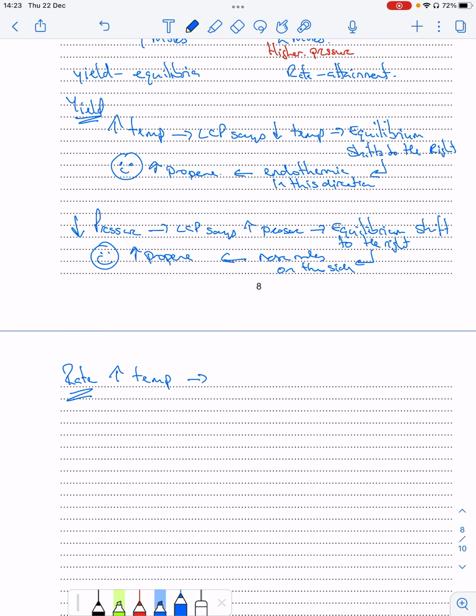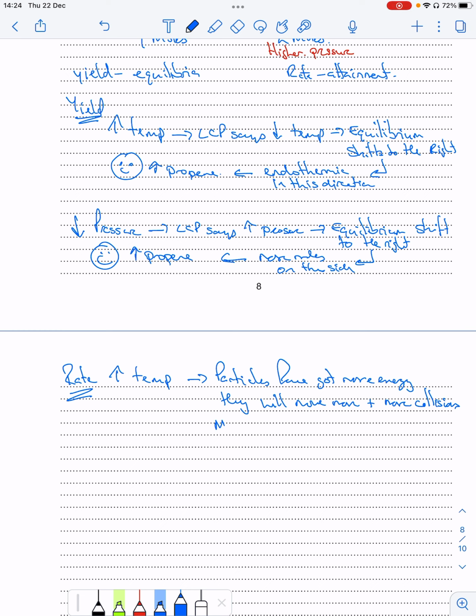If I increase the temperature, then this has a double impact on the rate, because the particles have got more energy. If the particles have got more energy, they will move more and there will be more collisions. And if there's more collisions, we'll get an increased rate of reaction. But before I write that, I'm going to add a little bit extra here.